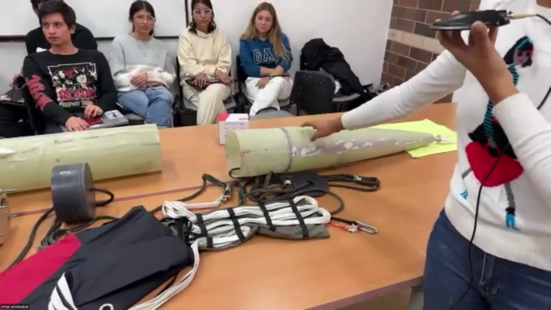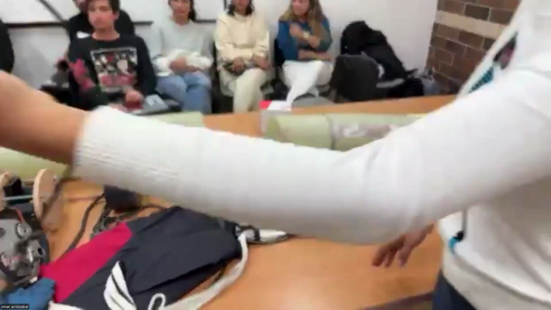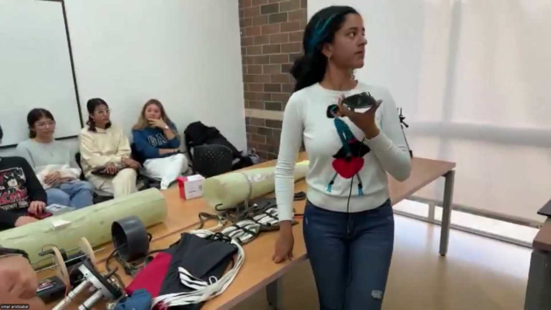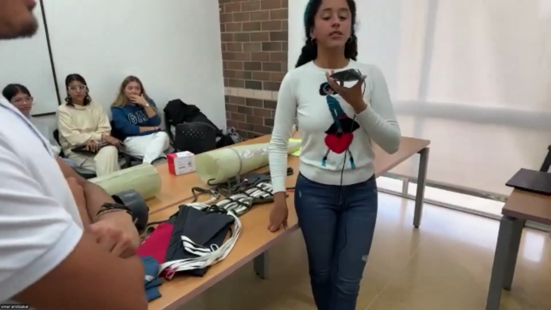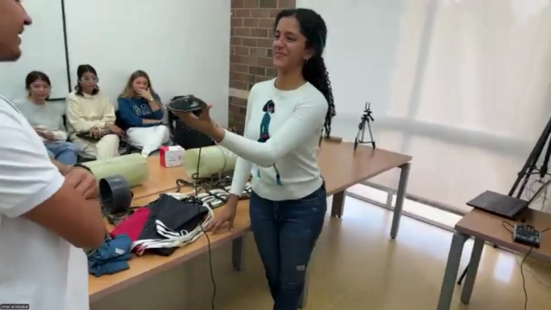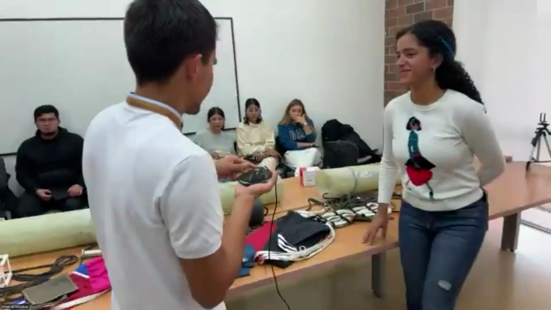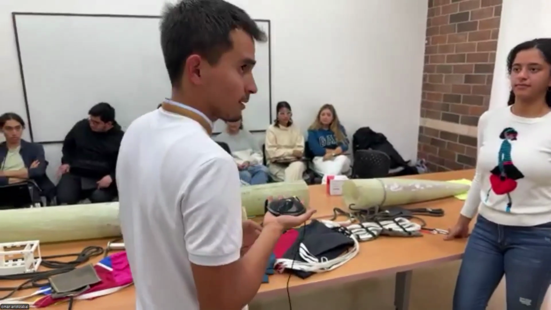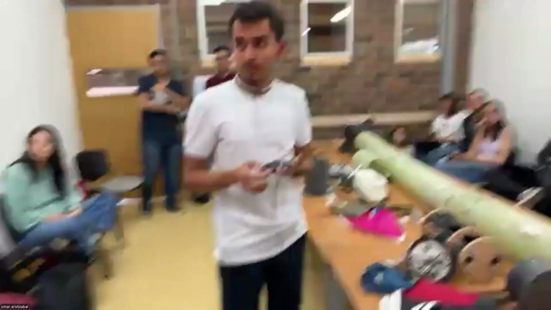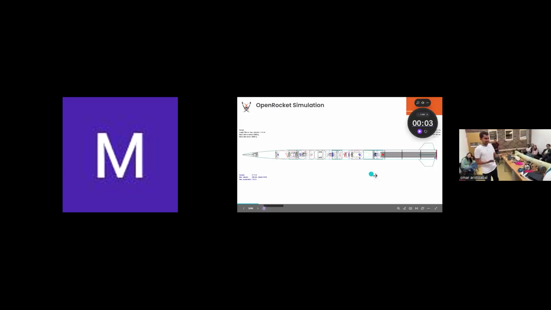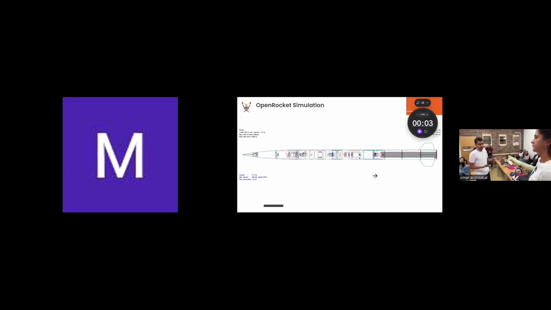Okay, and are you planning to update your OpenRocket with your actual weights once you have everything? I'm going to let David explain that to you. In every stage of the design process, we are updating the weights of the rocket every week. Right now, the simulation in the presentation is currently with these weights, exactly as we have them.